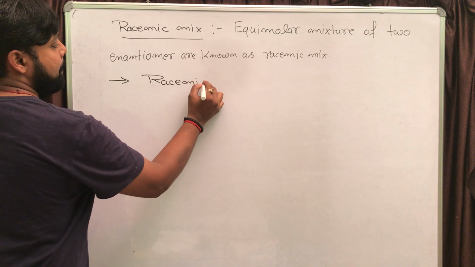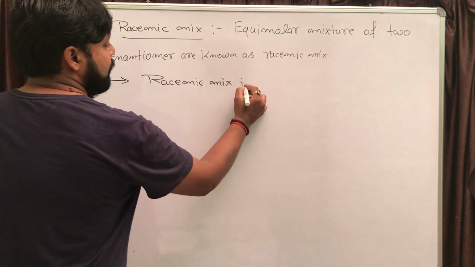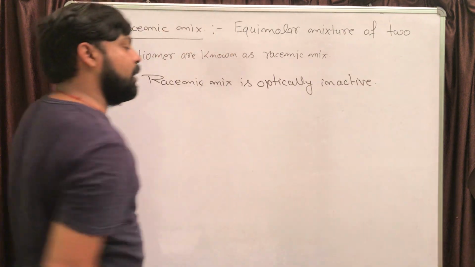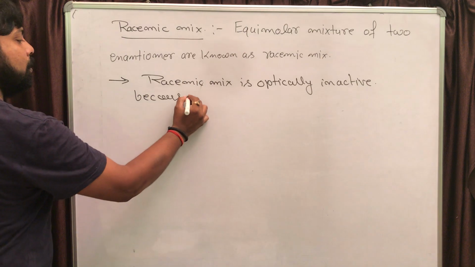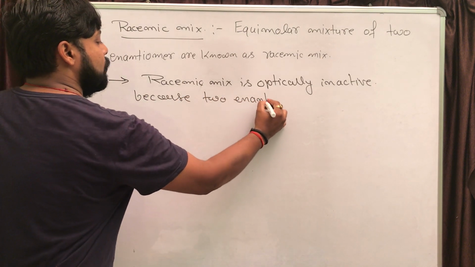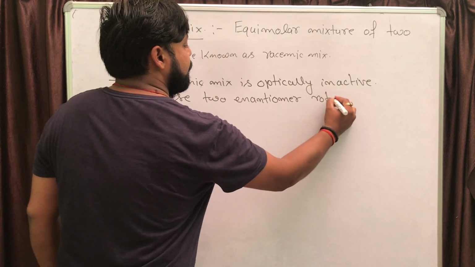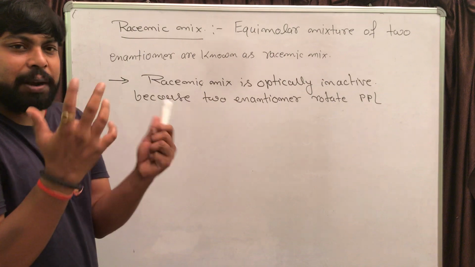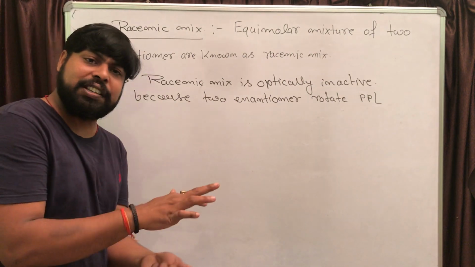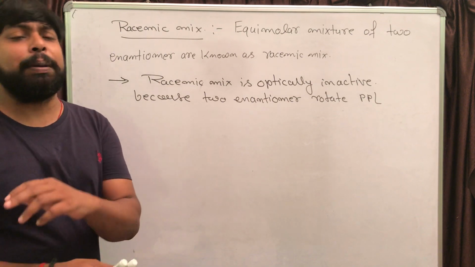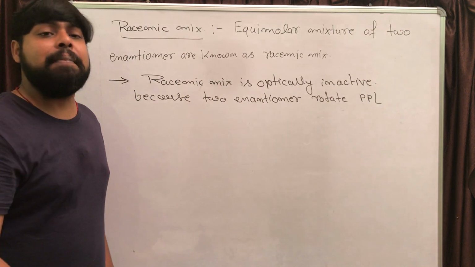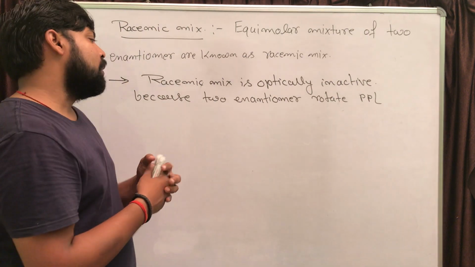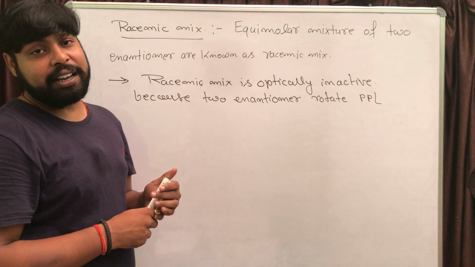A racemic mixture is optically inactive because the two enantiomers rotate PPL. We know that enantiomers have different behavior towards PPL. One is going to rotate the PPL in a clockwise direction, while the other enantiomer is going to rotate the PPL in an anti-clockwise direction with the same magnitude. If one compound is rotating by 30 degrees in a clockwise direction, then its mirror image, if it is an enantiomer, will rotate the PPL in an anti-clockwise direction by 30 degrees.